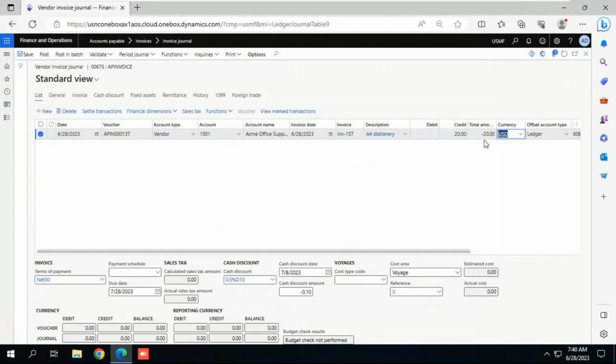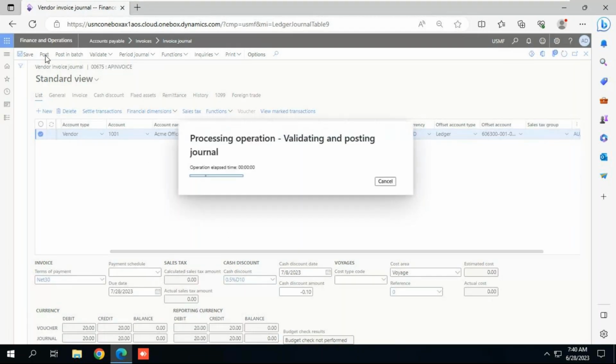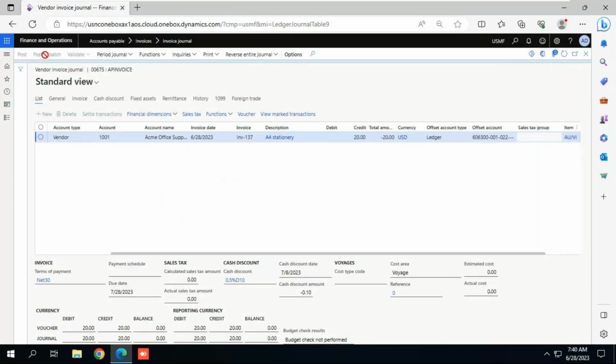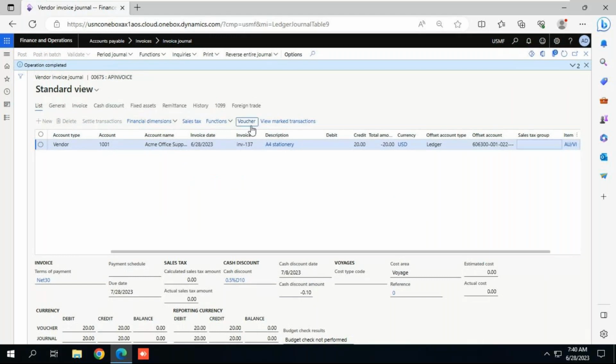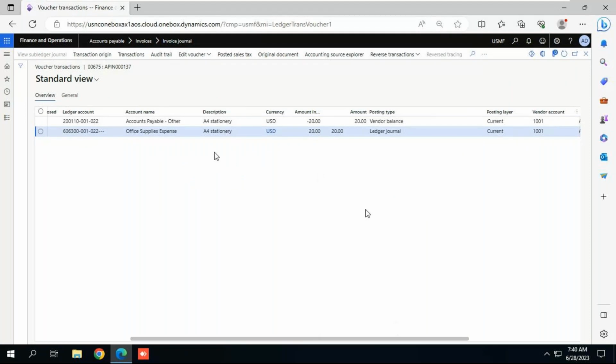So I have entered the vendor account. Then the offset account is debit expenses. Click on save, then it will show you 20 debit, 20 credit. Next, the post button. Then if you go to the voucher, you will understand: expenses account debit to vendor account credit. Here, $20, it is office expenses account debit to vendor account credit.